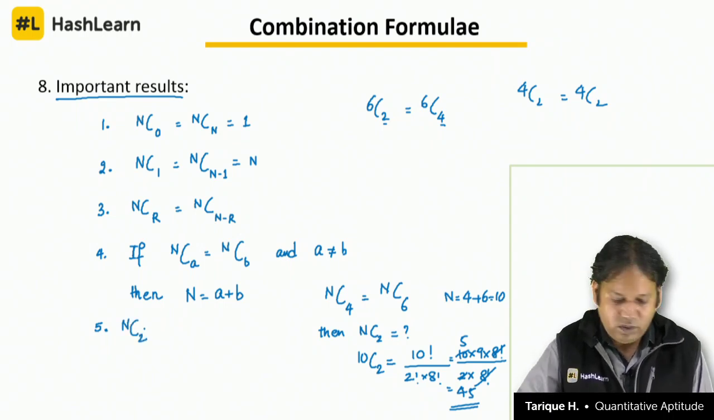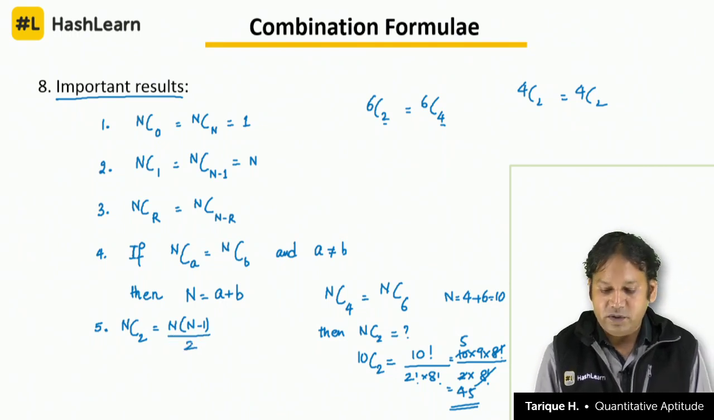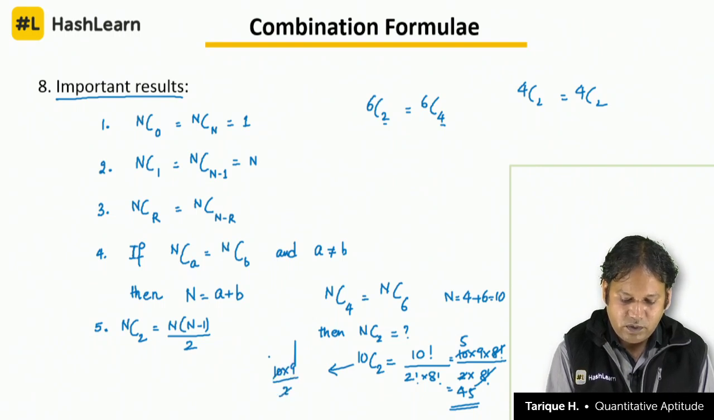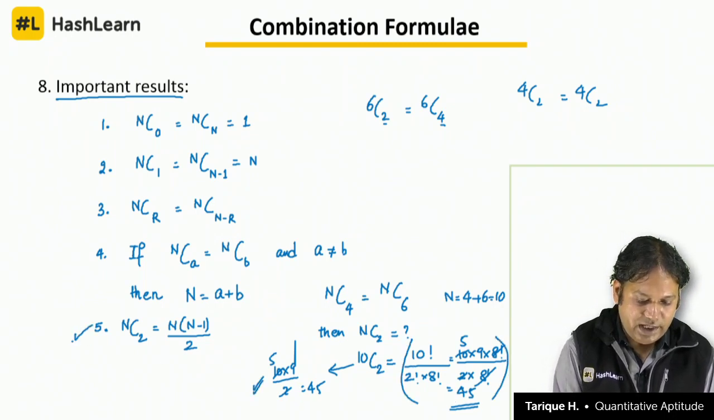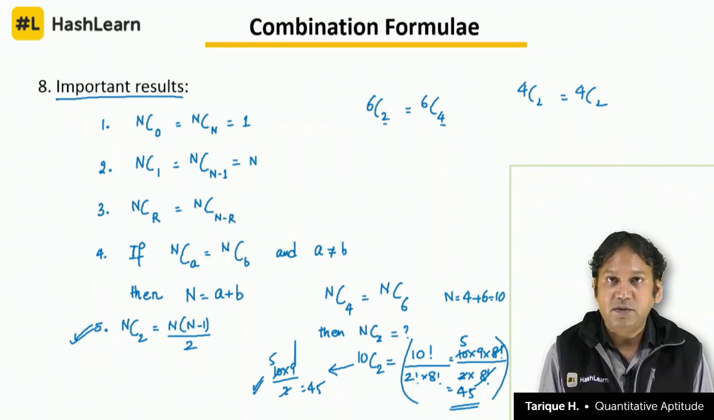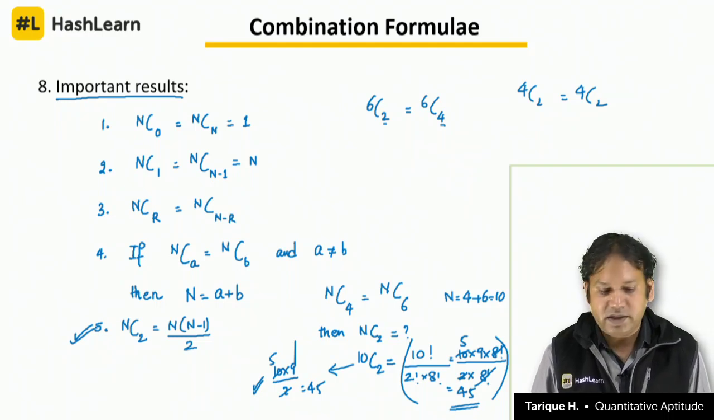will always be equal to n into n minus 1 by 2. That is direct formula, so that we do not have to do this. We have to find 10C2. 10C2 is equal to 10 into 9 by 2, that is equal to 45. So this will save you time. You do not have to do all this calculation. You will get the answer directly if you know that nC2 is equal to n into n minus 1 by 2. So 5 important results for you to remember that can be used in questions in exams.